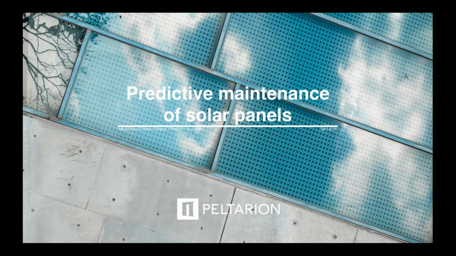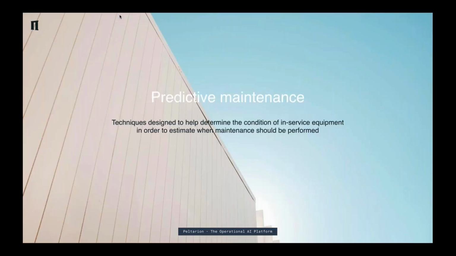Some of you may have seen the webinar from last week and will recognize some of the content that I will go through in the beginning, but it will be a bit more meat on the bones, so to speak, this time. So we will talk about a predictive maintenance use case, and what we mean by that in this context is techniques designed to help determine the condition of in-service equipment in order to estimate when maintenance should be performed. So instead of waiting until the equipment breaks or doing regular checkups, you do it in a more predictive way.